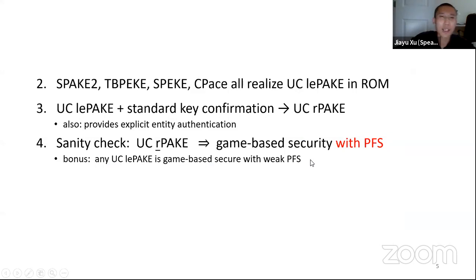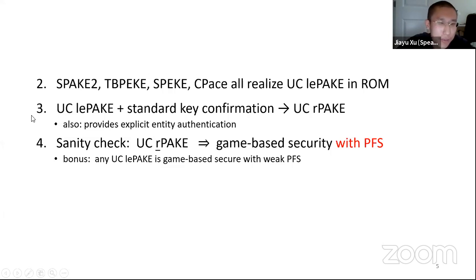And secondly, we show that s-PAKE2, TB-PAKE, s-PAKE, and c-PAKE, which are the most efficient PAKE protocols to date, were all proven secure in the game-based setting only previously. But now we show that these protocols realize UC lazy extraction PAKE in the random oracle model. So in other words, if you are willing to relax the UC functionality itself a little bit, then these efficient PAKE protocols are all UC secure.